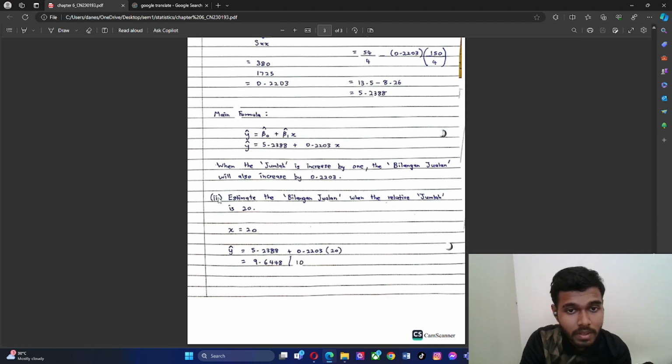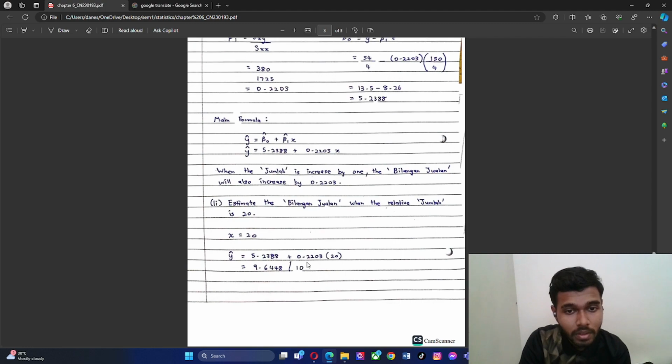So this is the second question: estimate the bilangan jualan when the relative jumlah is 20. In this question, the value of x is already given, which is 20. We write the main formula, which was done before, and then input the x value. As you can see, we get the y value, which is 9.6448, or approximately 10. So this is the final value.